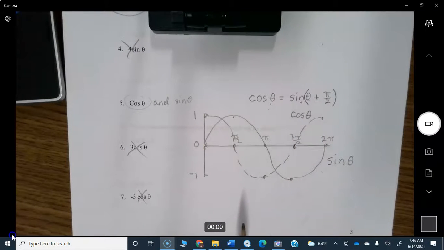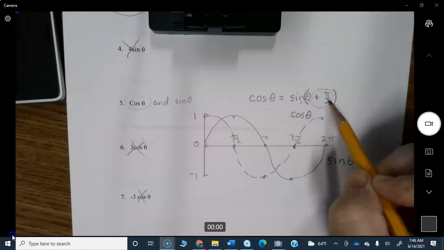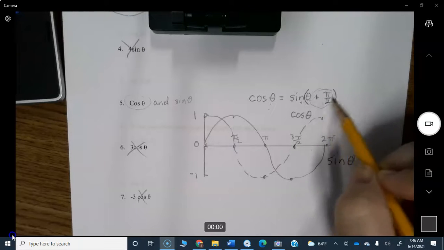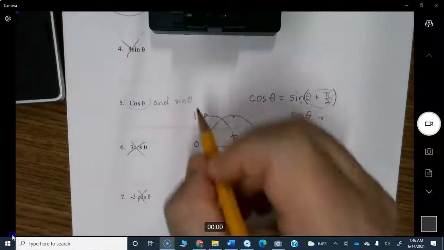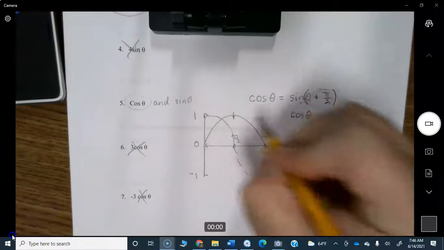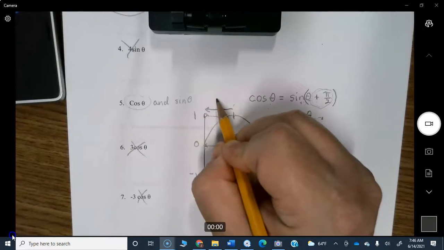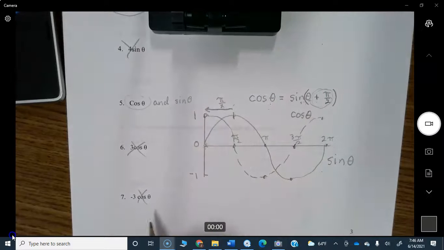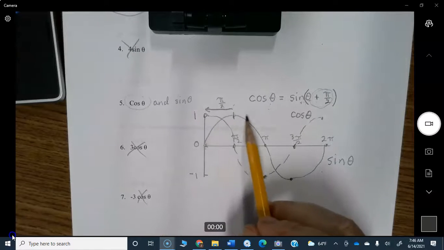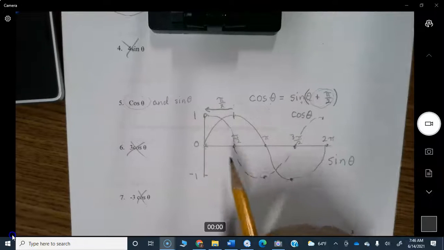Okay? Now, remember what happened when we added something to an angle when we did the transformation? Remember how we said that this one is backwards? It's opposite. It's a plus pi over 2. That means you go backwards. So if you start at the sine curve, this is the sine, and you go backwards pi over 2, that will get you to the cosine. Okay, again, this solid line is sine, the dashed line is cosine.